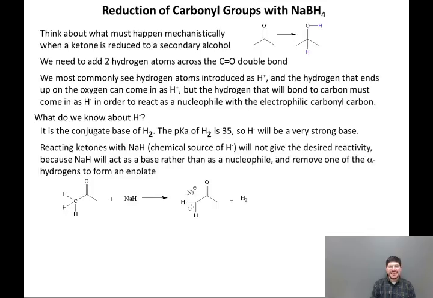If we react a ketone with sodium hydride, which would be the chemical source of H-, we will actually not get the reactivity that we want, because sodium hydride will behave as a base rather than as a nucleophile and remove one of the alpha hydrogens to form the enolate. We don't usually use this base to form an enolate, but it actually will do that, and you are already familiar a little bit with the generation and reactivity of enolates from earlier lessons.